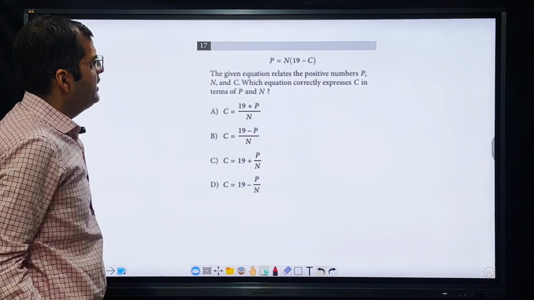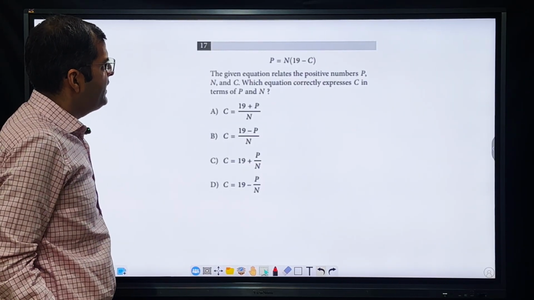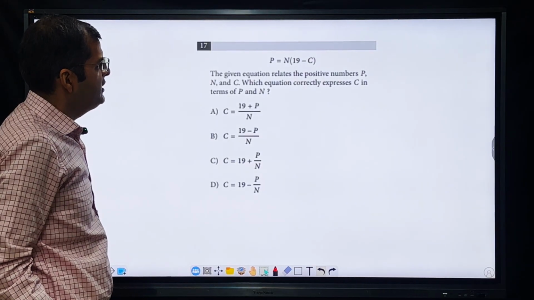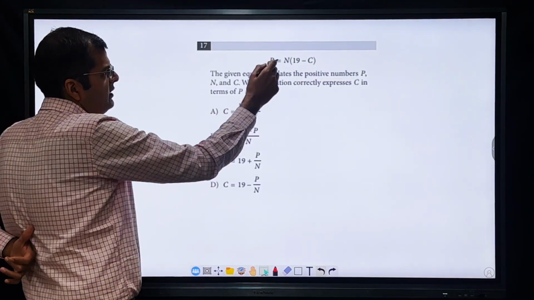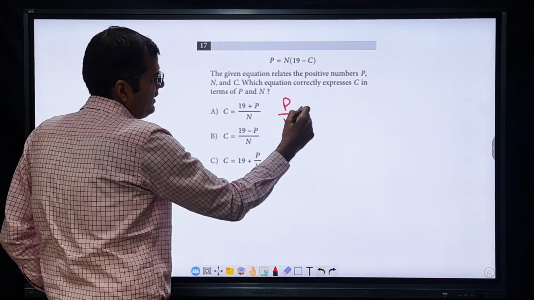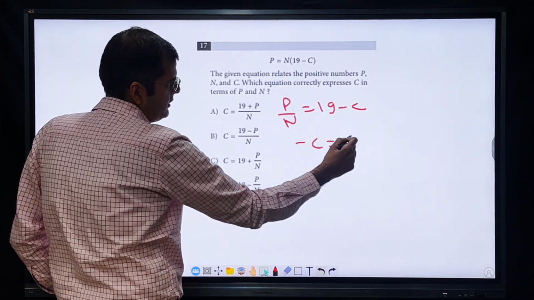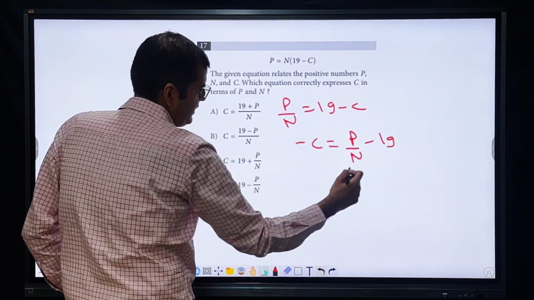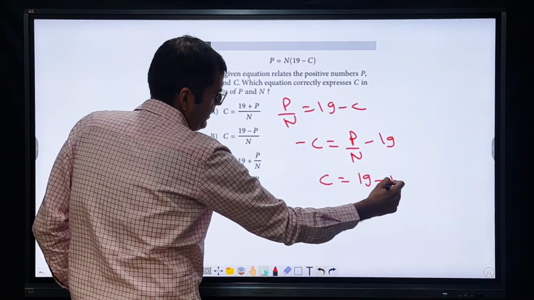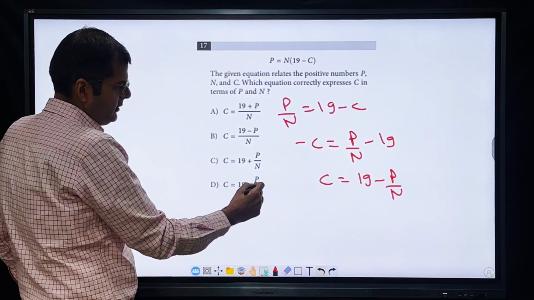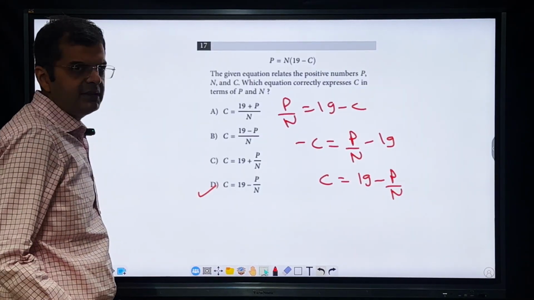Now the given equation relates positive numbers p, n and c. Which equation correctly represents c in terms of p and n? So from here I can say that p by n is equal to 19 minus c, or minus c is equal to p by n minus 19, or c will be equal to 19 minus p by n. C equal to 19 minus p by n, option D is correct here.